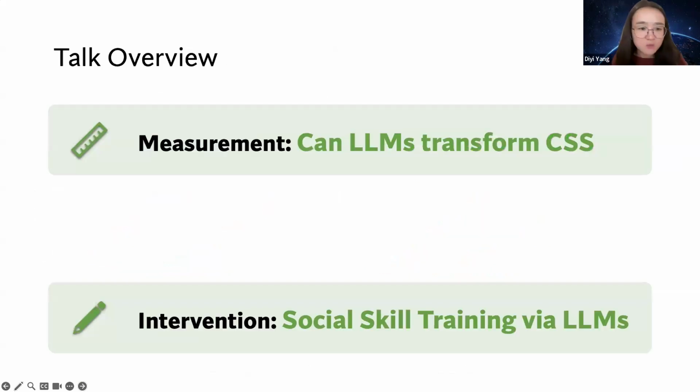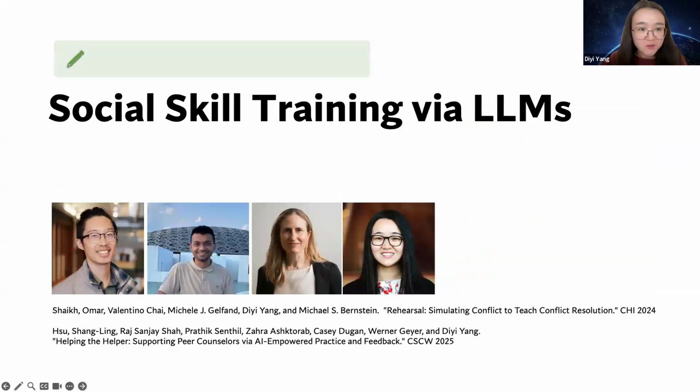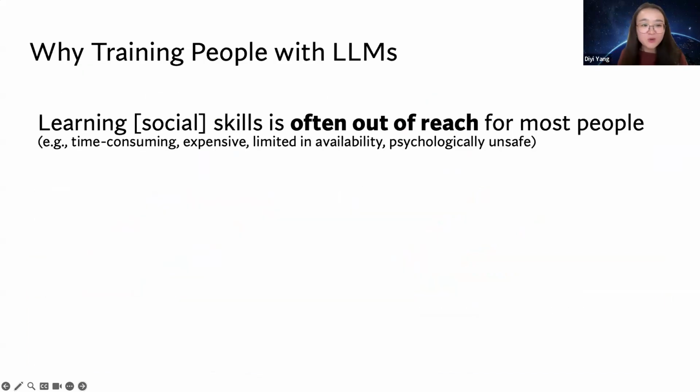The second part is more from an intervention perspective, and this is some work we have been doing around social skill training. Why do we want to do social skill training? In addition to a lot of the computational social science research, I also care about how we can actually help people learn different types of subjects, such as learning math, learning coding, etc.